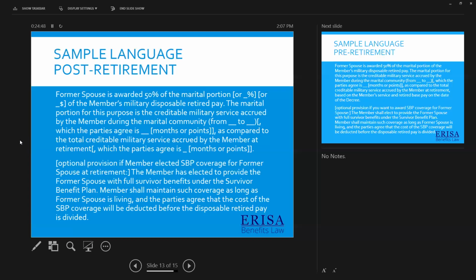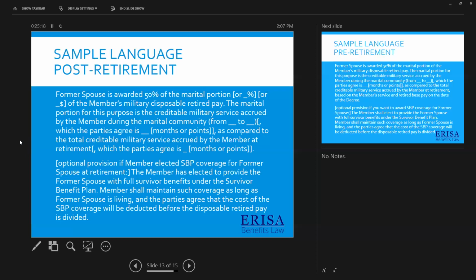If we're dividing up post-retirement, then we're going to give 50% of a marital portion, or you're just going to give straight up 50% or some other percentage if we want to reduce it to a percentage, or a straight up dollar amount if we can reduce it to a dollar amount of the member's military disposable retired pay. And then this defines how we're going to determine what the marital portion is. Let's specify the dates and the number of months and points that were accrued during the marriage. That way you don't have to fight about it later.